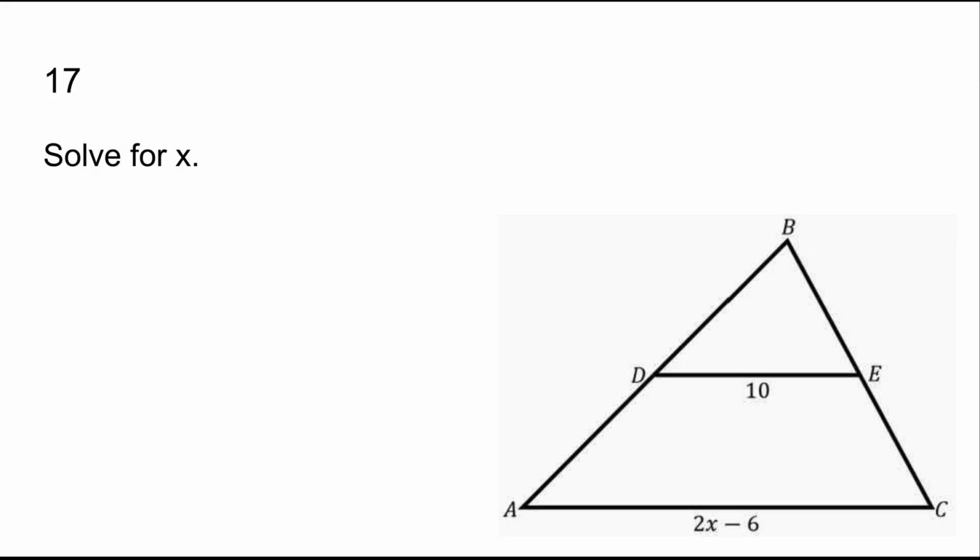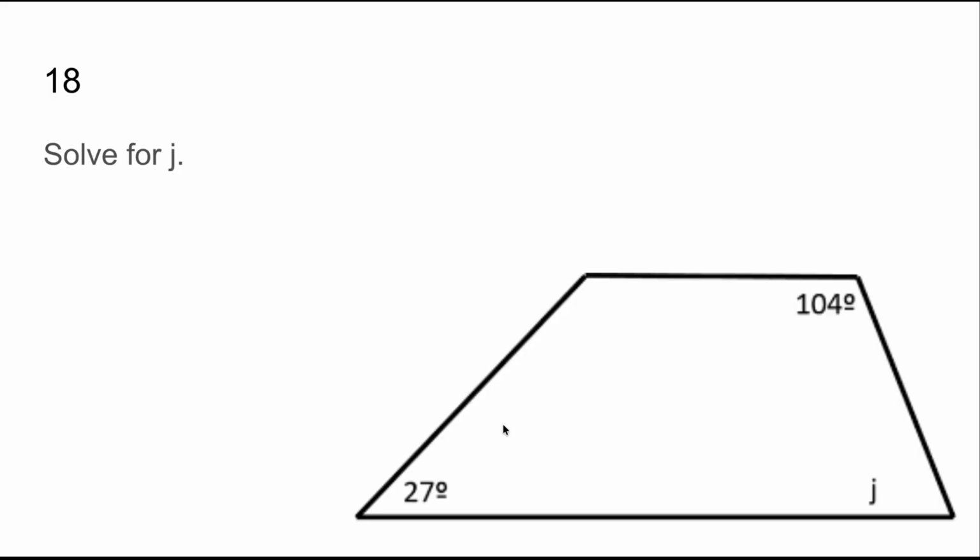Now, solve for x. This time we have a triangle with a midsegment. And so therefore we know that this midsegment is half of the bottom base. And so therefore we could solve this by saying the base divided by 2 equals 10. When we write this fraction, we can reduce it to x minus 3 equals 10. And then we can add 3, and we get x is 13. So therefore we know the base of this triangle is 13 times 2, which is 26, minus 6, which is 20. Now, is 10 half of 20? Yes, this is correct.